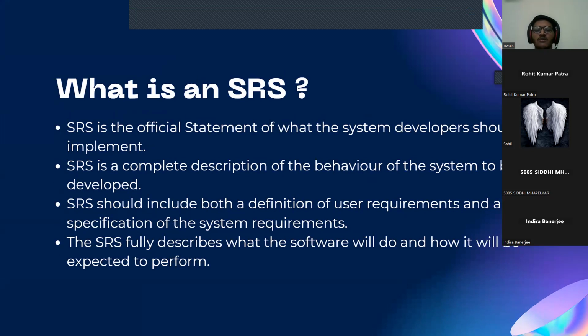SRS should include both a definition of user requirements and a specification of the system requirements. It means that user requirements might change. So when a user requires a high-end application, our system requirements will also change, like from 4 GB RAM, it might require 8 GB RAM, etc. So we have to point that out and make sure of it. SRS fully describes what the software will do and how it is expected to perform.